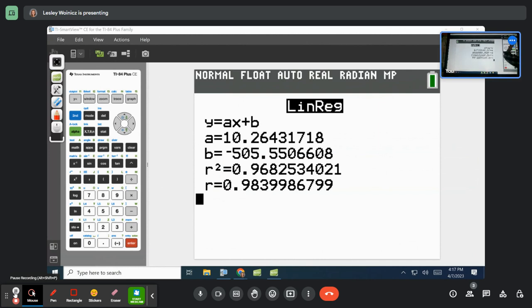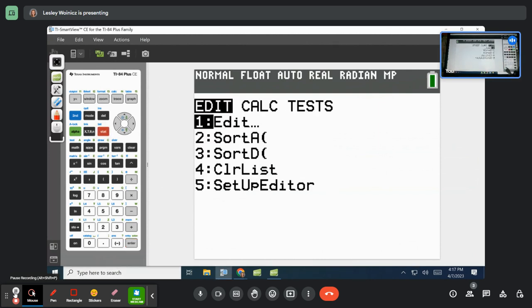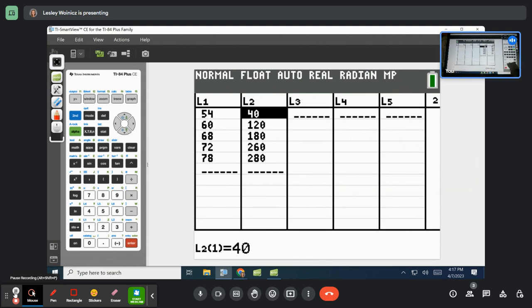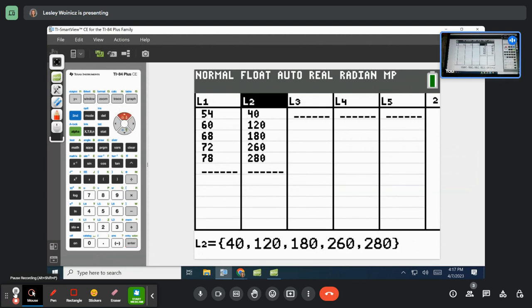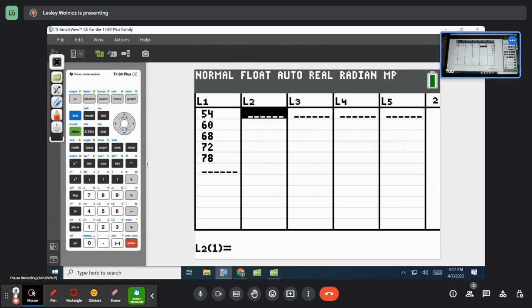So we go to stat, we're going to edit, and I'm going to clear my lists because I've got new lists. Arrow up to list 2, clear, enter. Go to the right. Arrow up to list 1, clear, enter. Okay, so I'm going to put in 0, enter, 1, enter, 2, enter, 3, enter. Go to the right. 6.7 million, 1.5 million, 0.3 million, and 0.08 million.